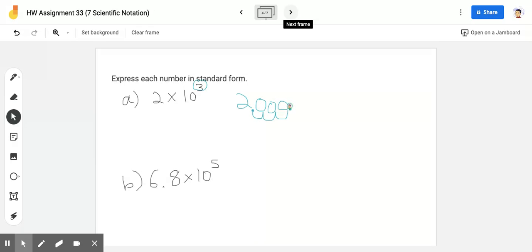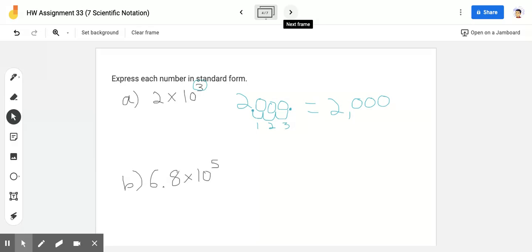Therefore, 2 times 10 to the third is going to be equal to 2,000. Okay, so I moved my decimal point over 1, 2, 3 places because I have an exponent of a positive 3 right there. Therefore, my number in standard form is 2,000. So 2 times 10 to the third power is equal to 2,000.